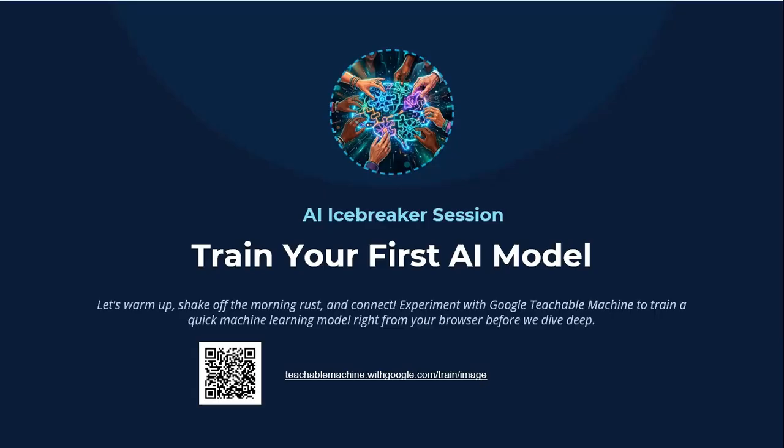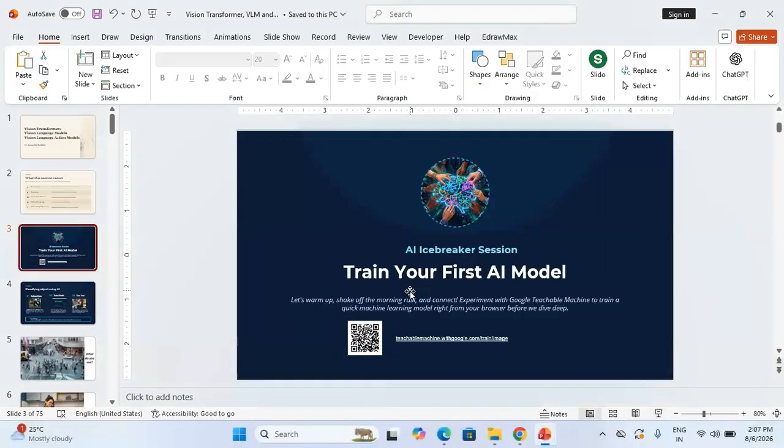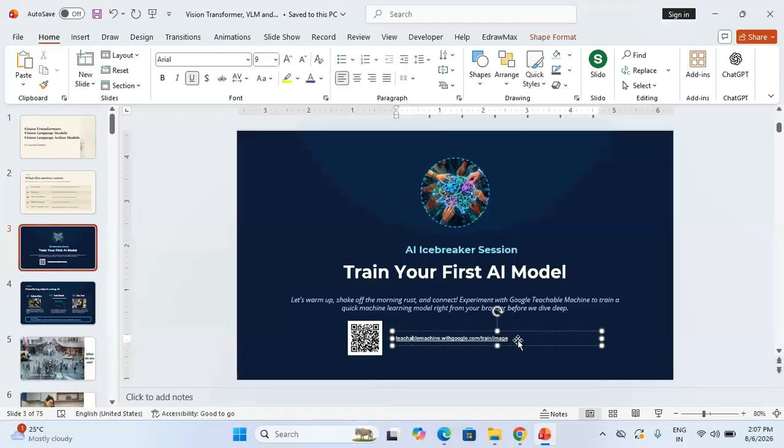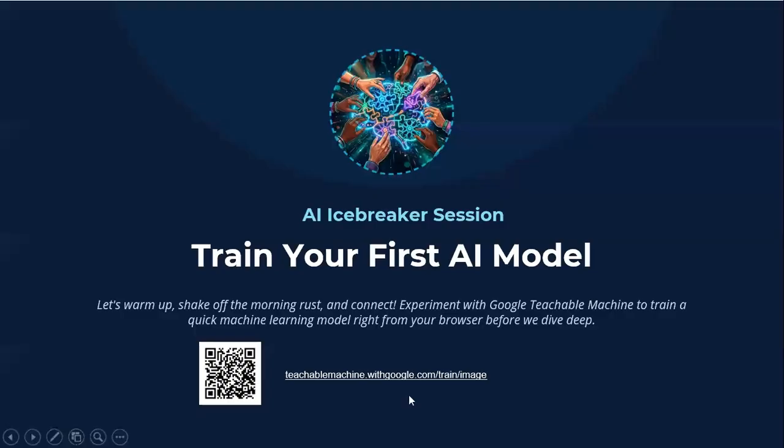of what is meant by computer vision, for those who are not from the background of AI or computer science. This is just a 5-minute demonstration on what computer vision is and how it actually learns patterns. Here I have a link on this particular slide. You can even scan this QR code for opening Teachable Machine.